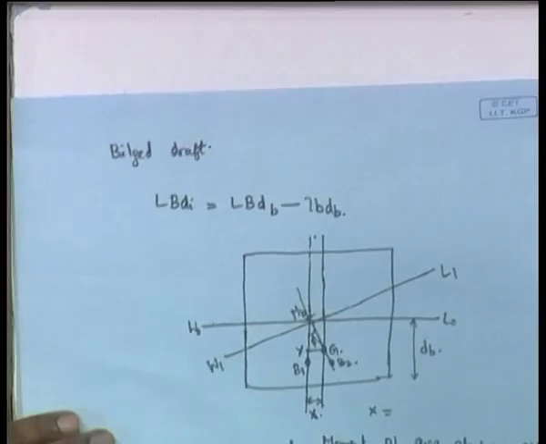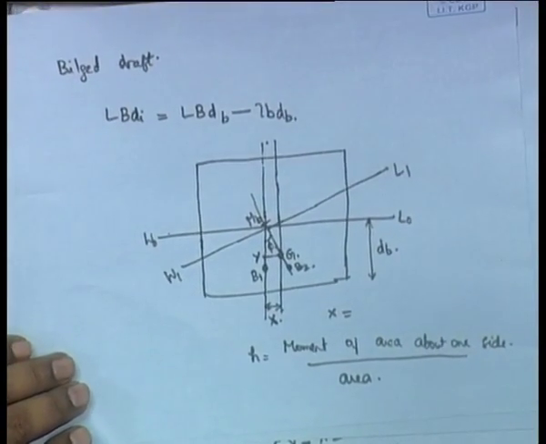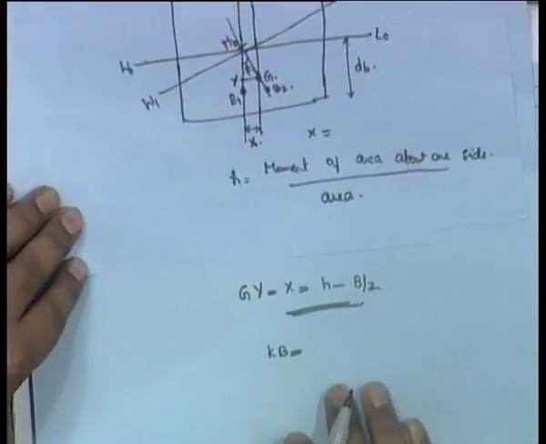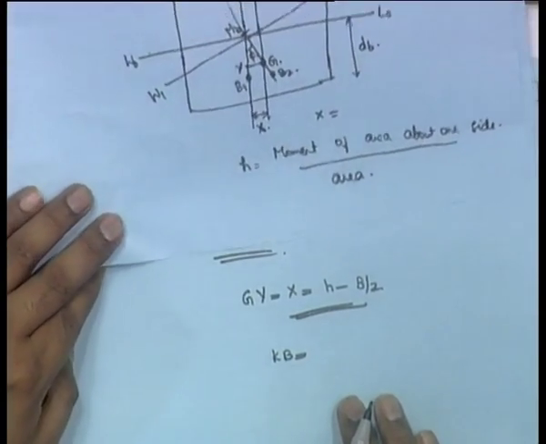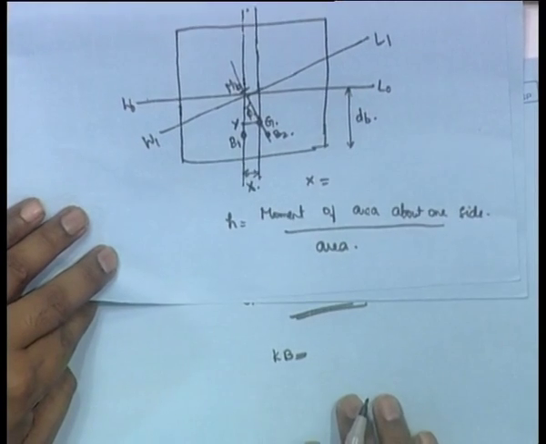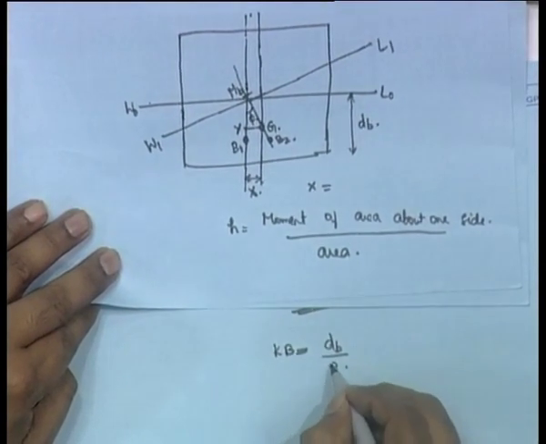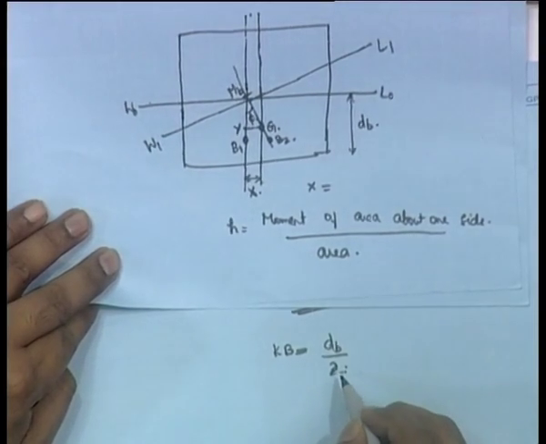Now, what will be your K b? K b. Then K b is always equal to d b by 2. This does not change, whatever happens. The bilged draft divided by 2 gives you the K b of the final.